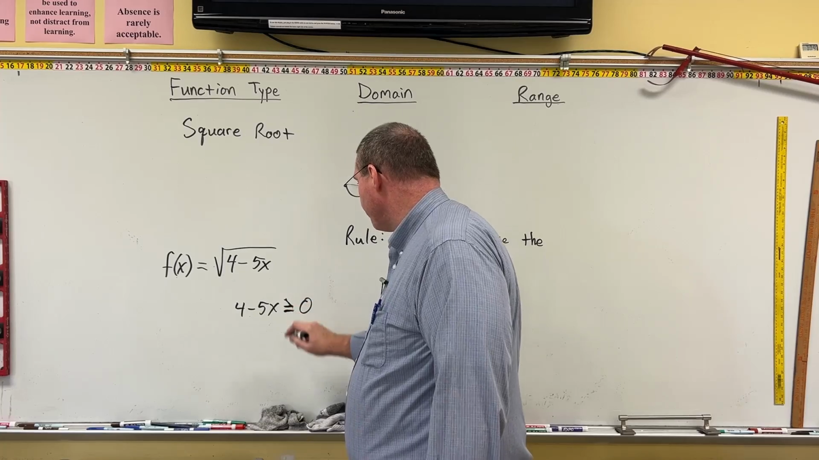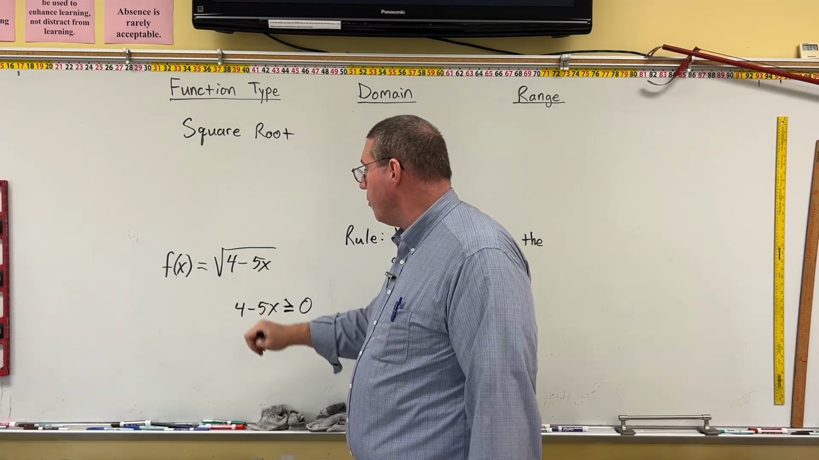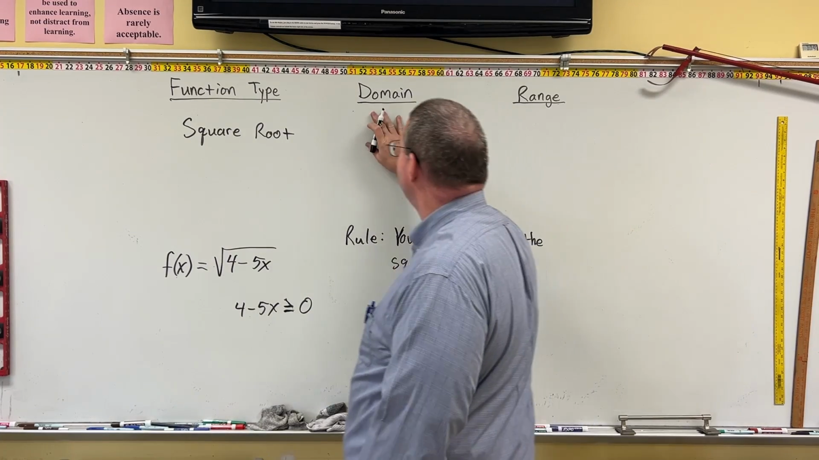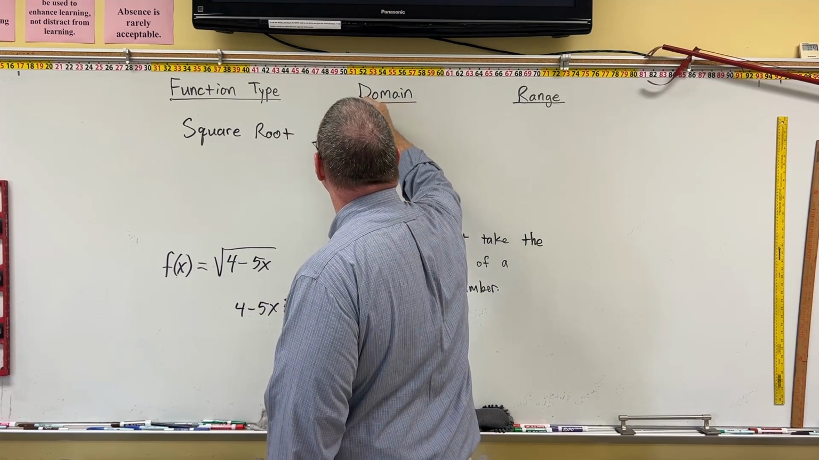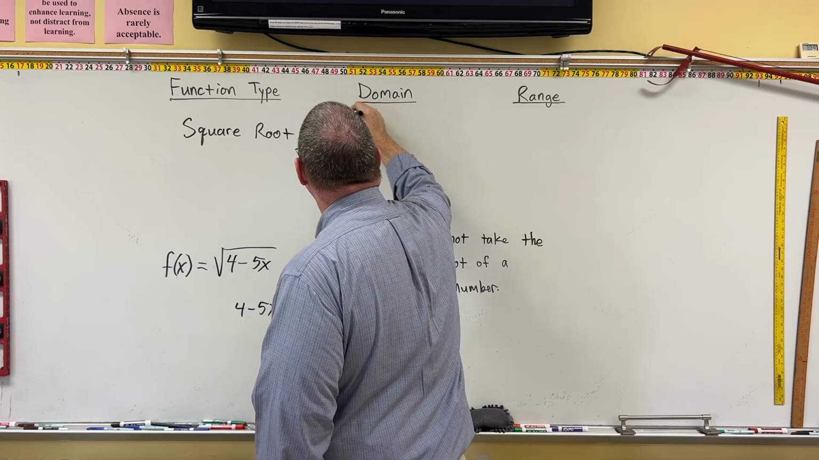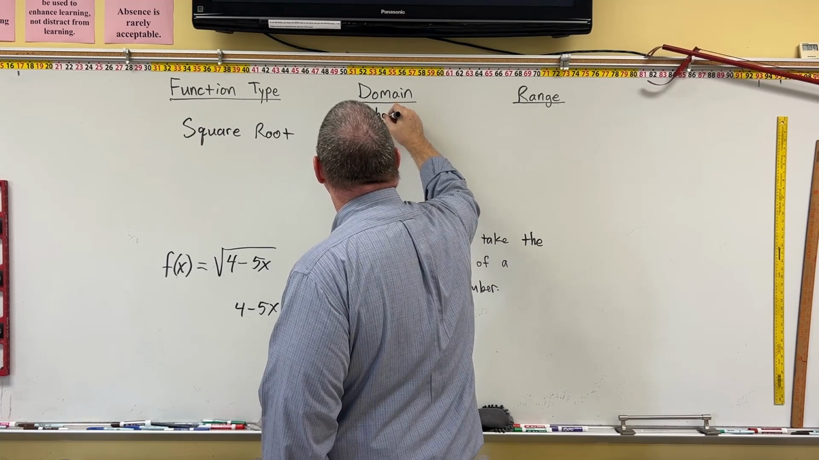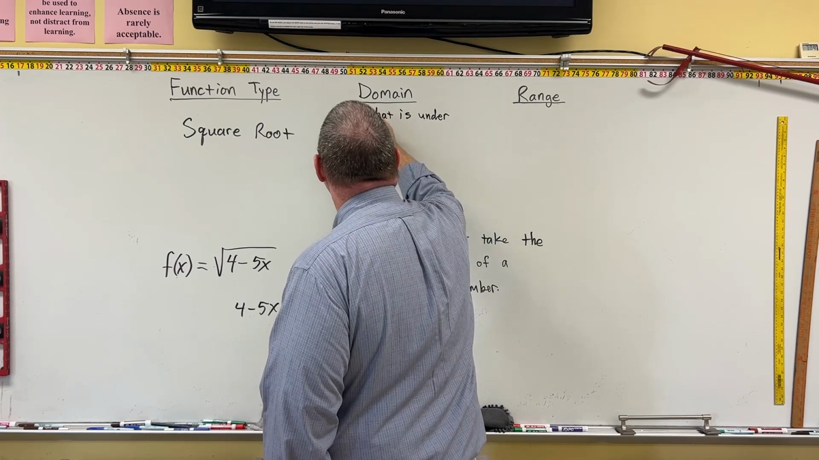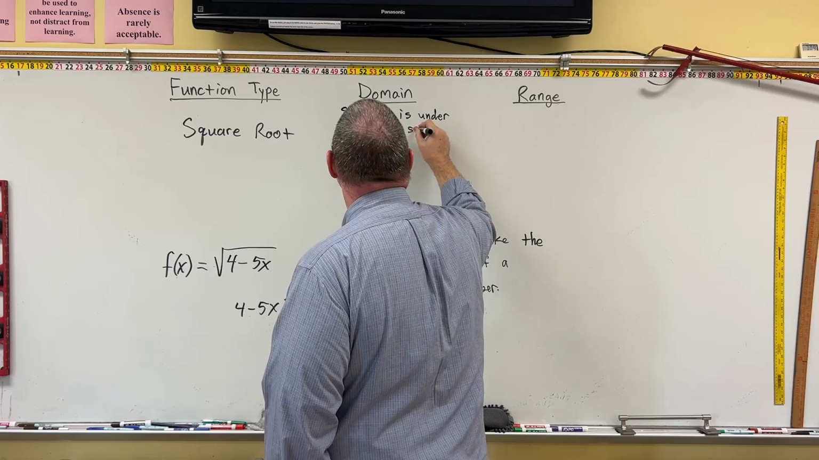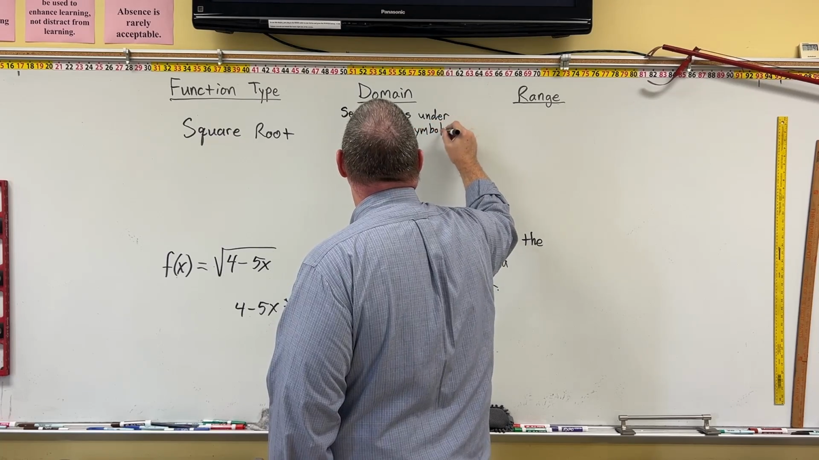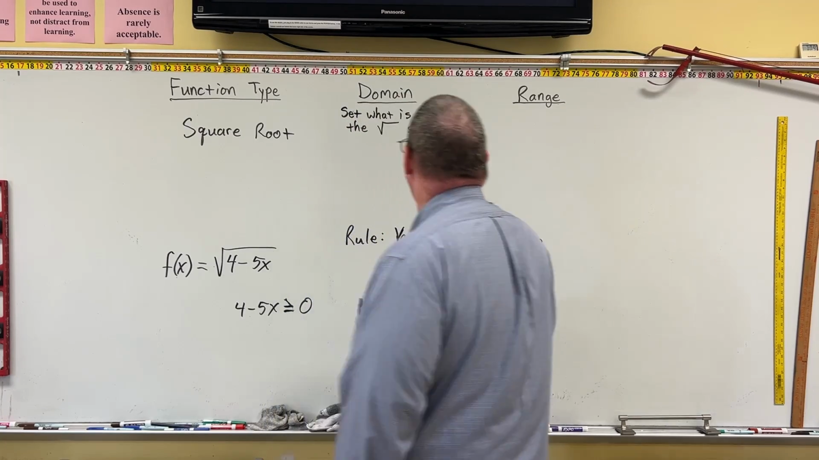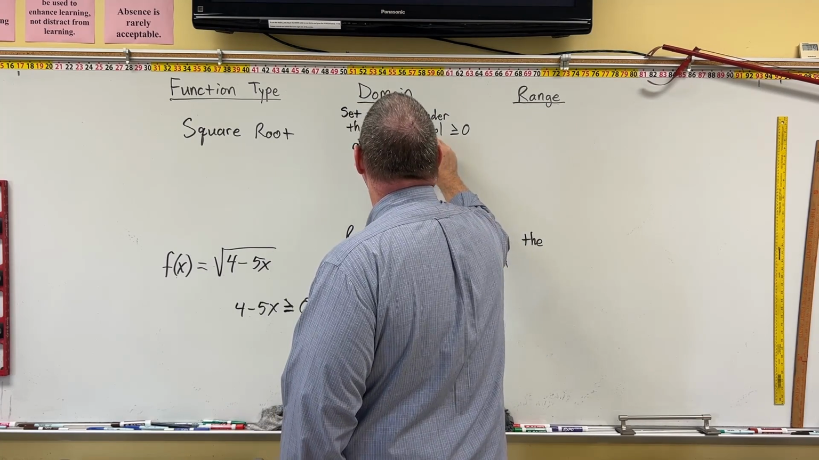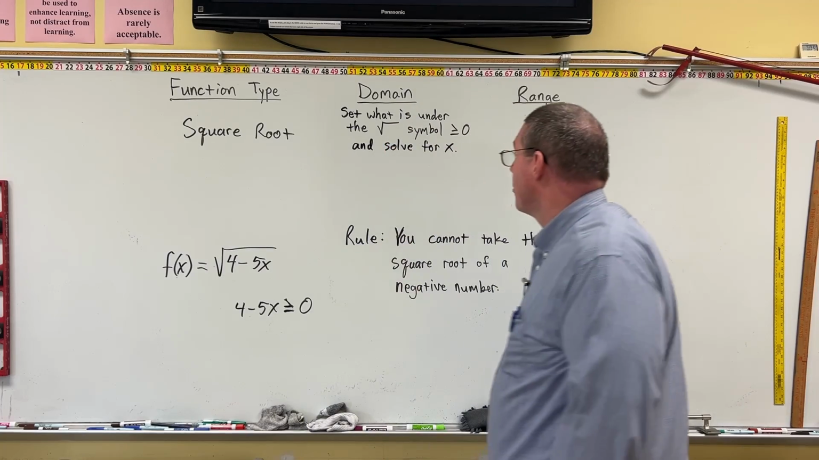And so we're going to take whatever is under the radical and set it greater than or equal to 0. To identify the domain of a square root function, you set what is under the radical symbol greater than or equal to 0 and solve for x.